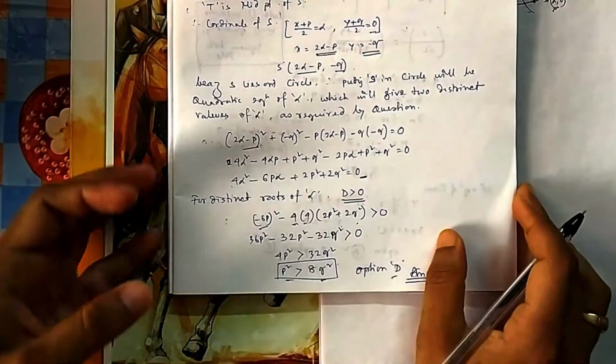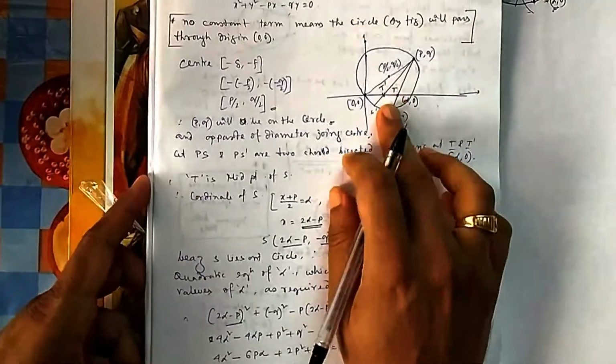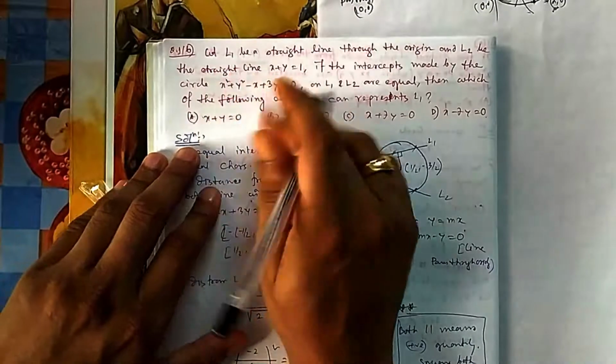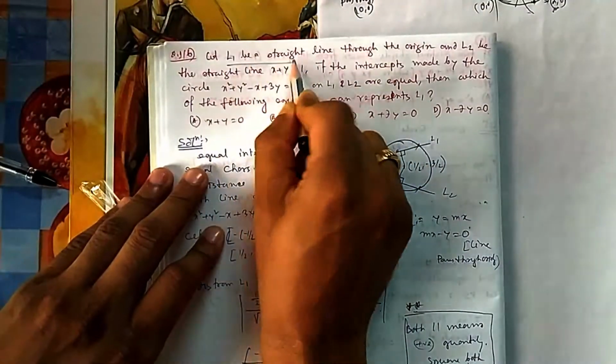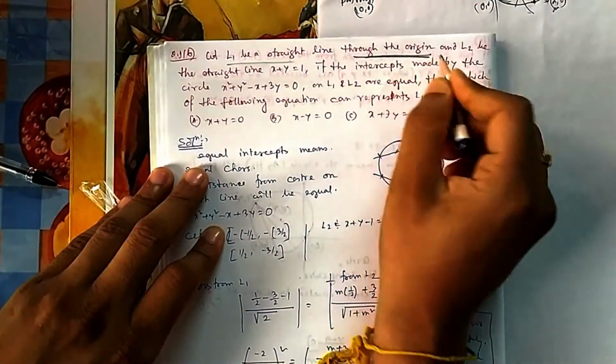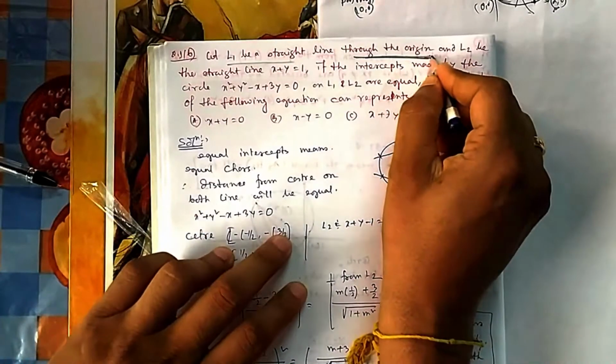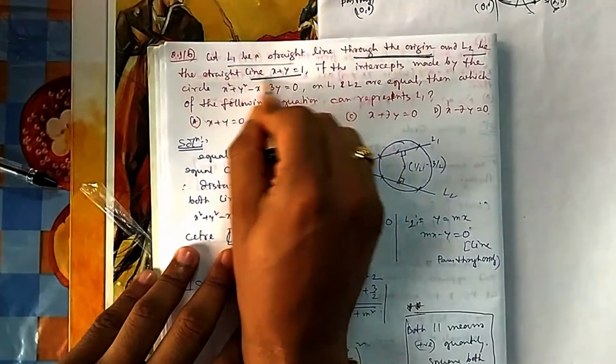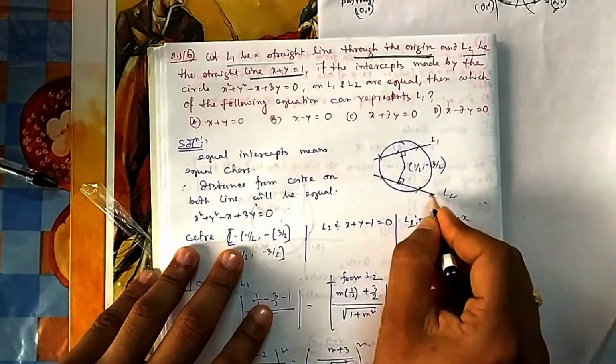Once you need to draw. If you draw it, then you will get some idea how to do it. Now if you come to question number 1b, let L1 be a straight line through origin, means it is passing through origin. So passing through origin means the equation will be y equal to mx of this form. And L2 is another line given to you.